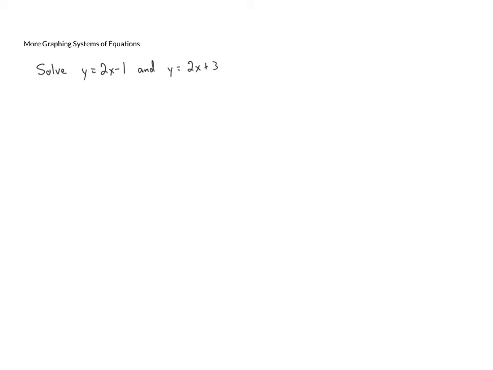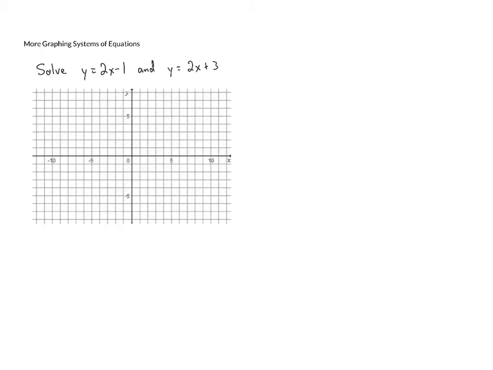Now here we have a system of equations. Let's go to graphing these. Now both of these are already in slope-intercept form, so we can graph them that way. This first one has a slope of 2 and a y-intercept of -1. So we can start by plotting that y-intercept. And the slope is 2, so we go up 2 and to the right 1.